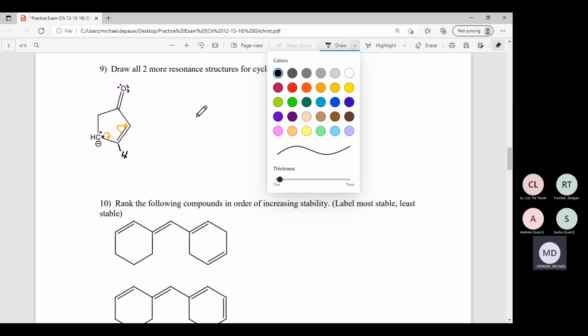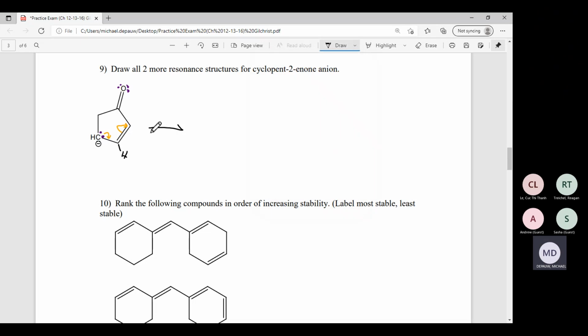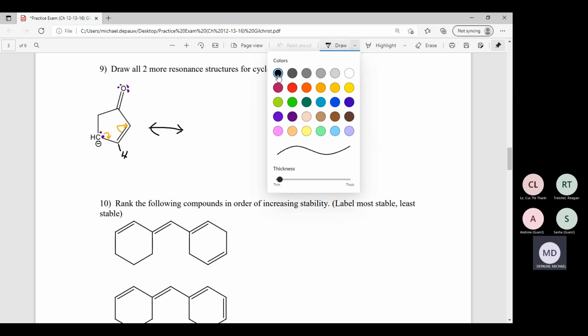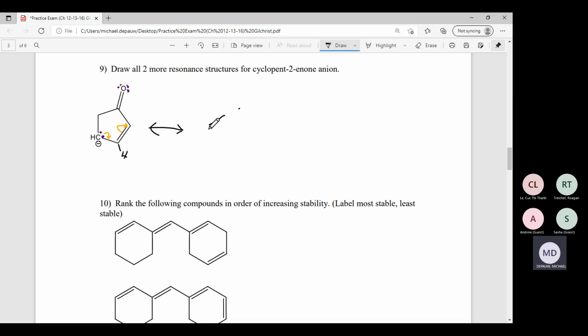All right, so then I have an equilibrium situation. It's going back and forth here. Or rather, this is just multiple resonance structures. So I have 1, 2, 3, 4, 5. I have my double bond oxygen. I have 2 lone pairs on that oxygen. And I now have a lone pair here with a negative charge here. Okay. And I have a double bond here.